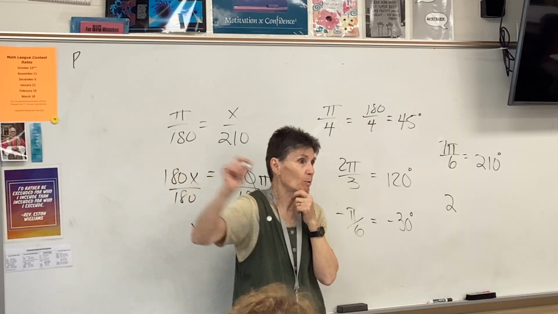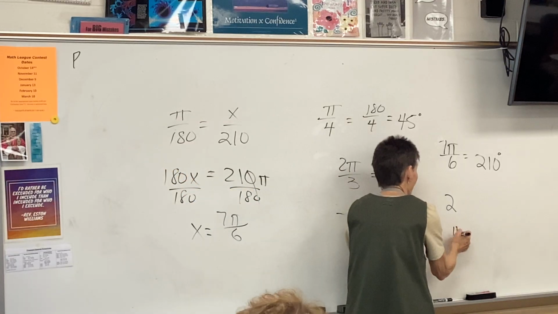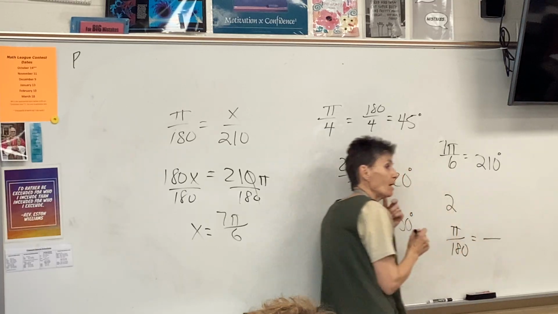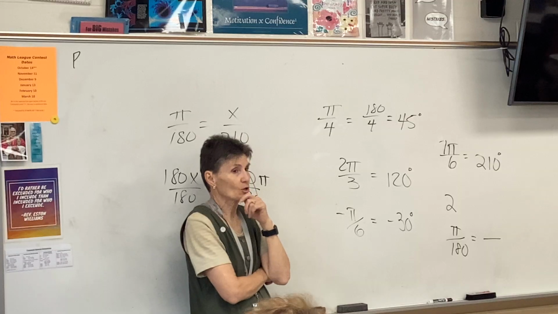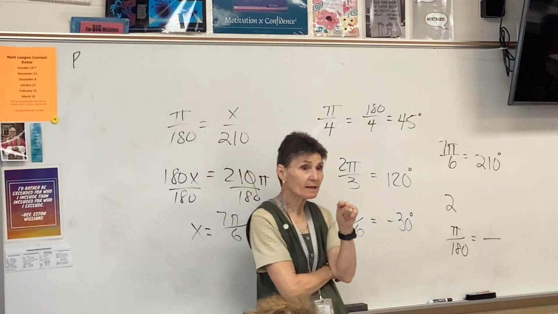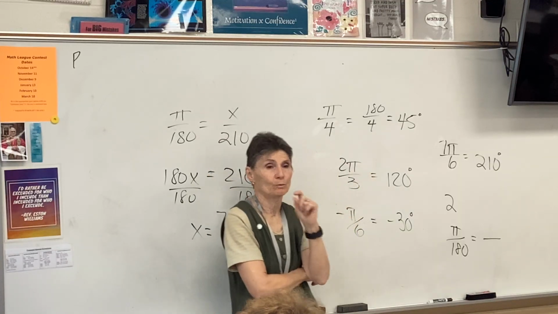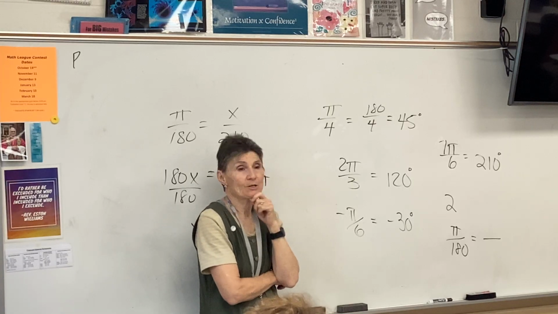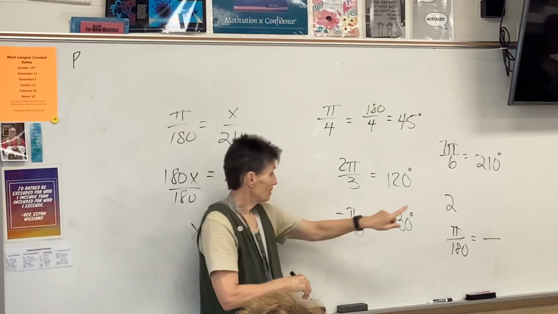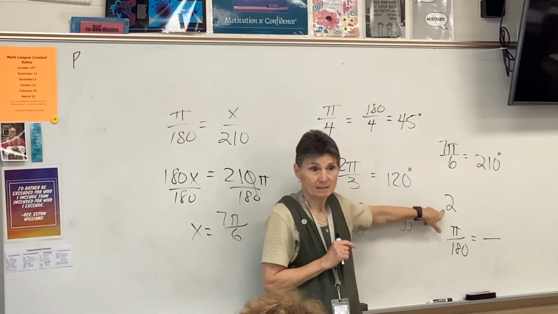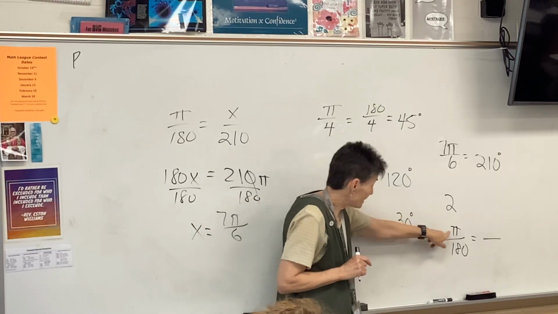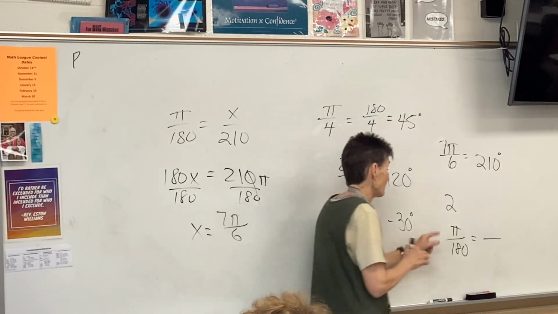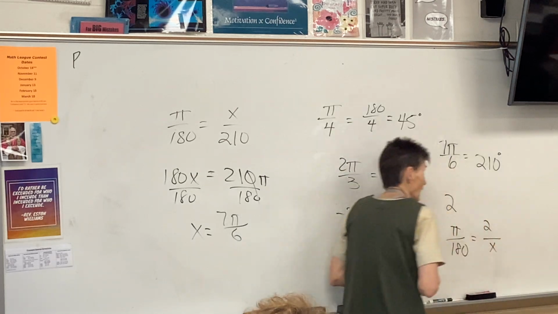I'm going to set up my proportion. So pi is to 180. Now, what's my other fraction going to be? Is it going to be 2 over x or x over 2? 2 over x. And why is it 2 over x? Because that's 2 radians. And this is where the radians are. This is the degrees. So I'm going to have 2 over x.